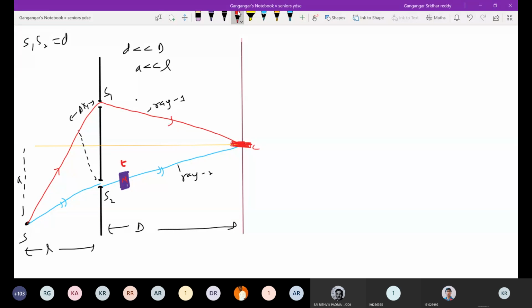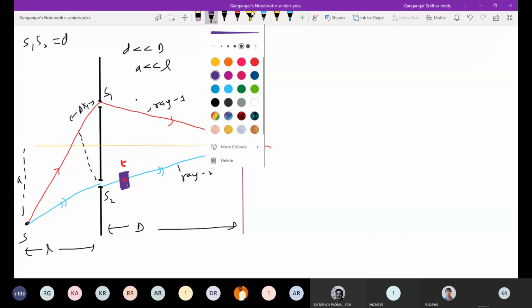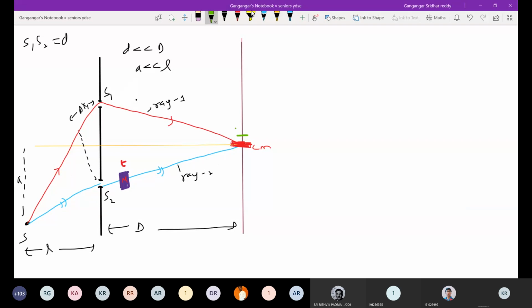Now you can ask questions. Can I shift the central maxima wherever I want? Yes, you can adjust in such a way that you can shift the central maxima wherever you want. I think this will be much easier for knowing the path difference. The total mathematics is that delta x1 should be equal to the path difference offered by the slab. Delta x1 will be dA by L. This should be equal to mu minus 1 into T, where T is the thickness of the slab.